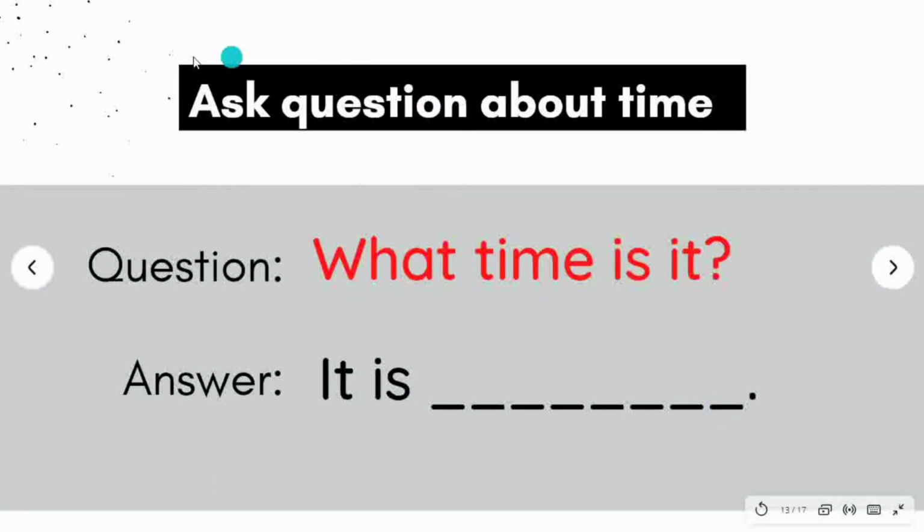Next we will learn how to ask questions about time. If you want to ask a question about time, you have to use this sentence: What time is it? Repeat after me. What time is it? Ini adalah untuk tanya pukul berapa. So the answer will be, repeat after me, it is, and then the answer.